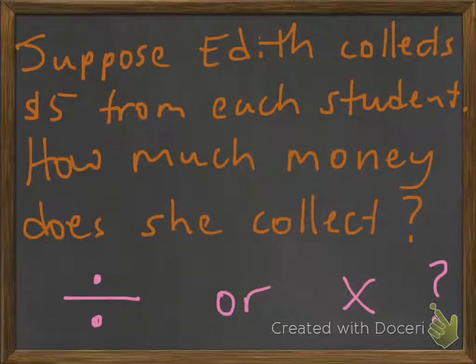Well, let's suppose Edith collects $5 from each student. How much money does she collect? And again, we're going to start off with the same 42 students. So how much money does she collect? The question is, are we going to divide or multiply? So pause the video, decide what you're going to do, and see if you can solve it. Good luck.